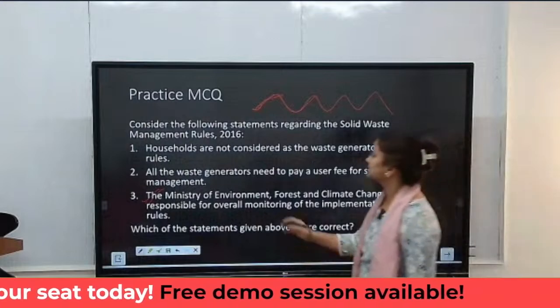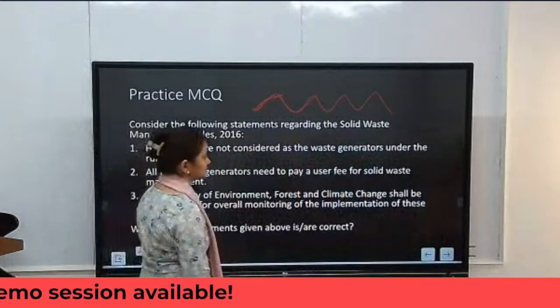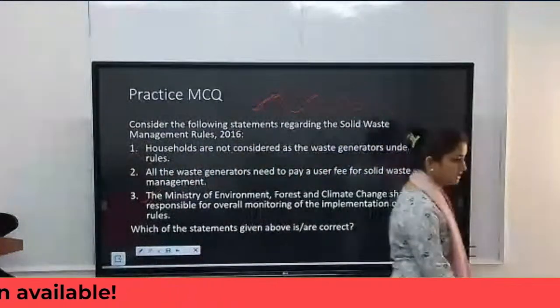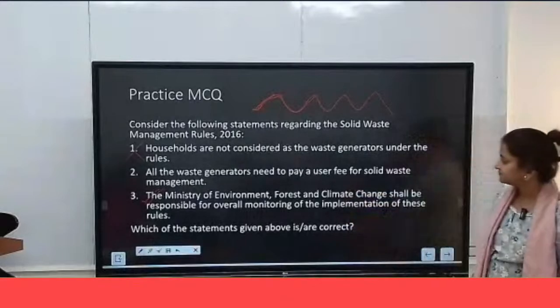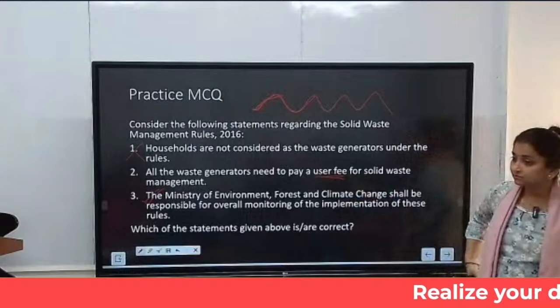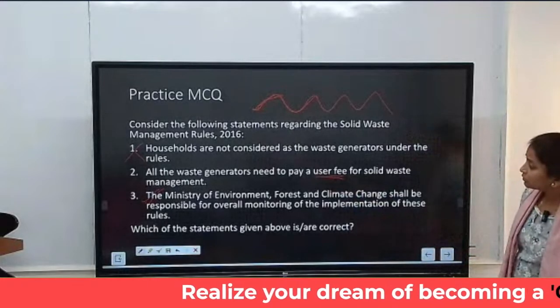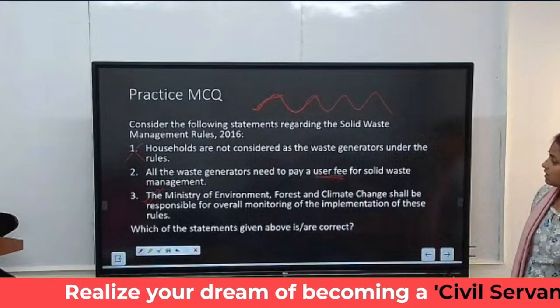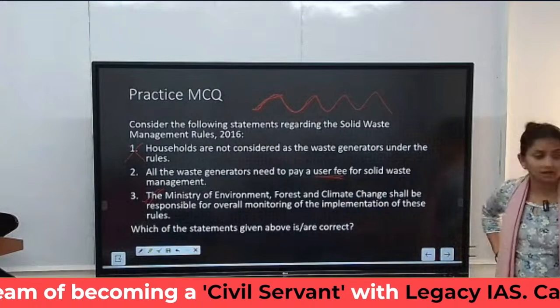Households are not considered a waste generator. This is incorrect, obviously. Households are one of the largest solid waste generators. The first statement is incorrect. What about the second one? Not correct. First one is true only. True? Why true? Not considered as a waste generator. Households are considered as waste generators, right?